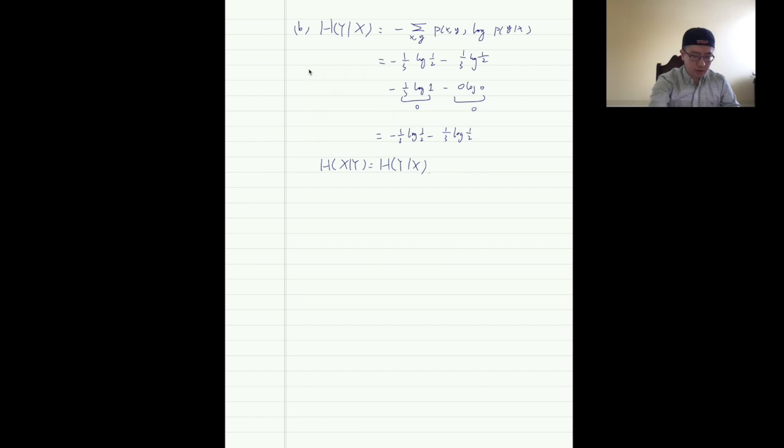Okay, so now let's see part C. Part C is to compute the joint entropy. That is this one.